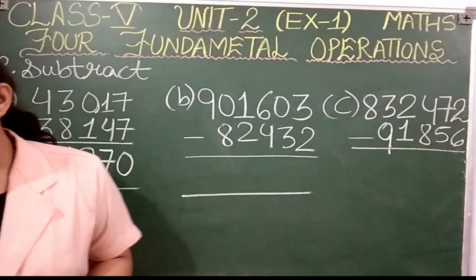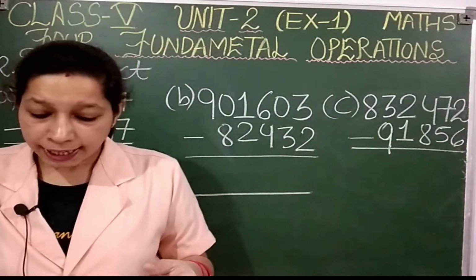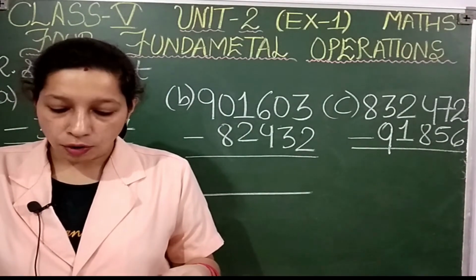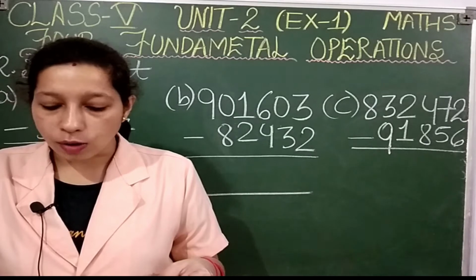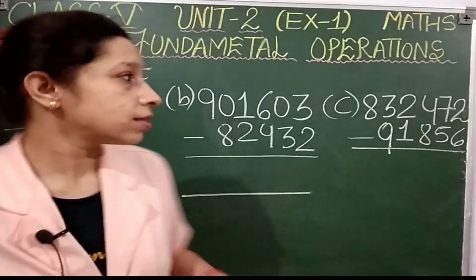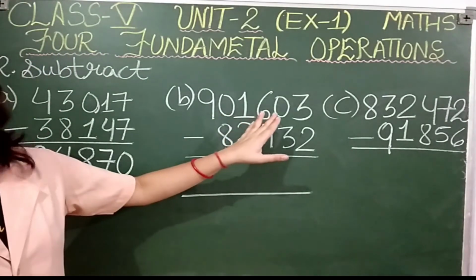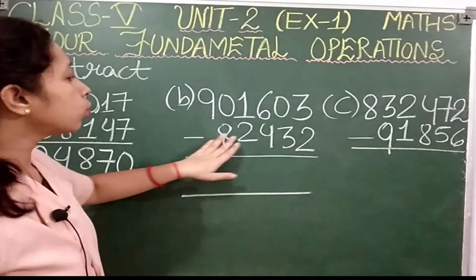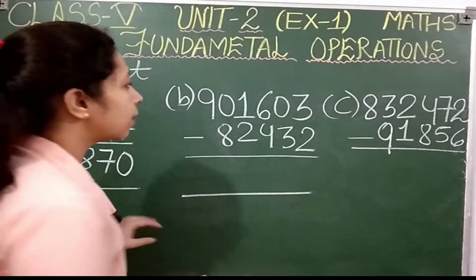Clear, students? Okay, point number B. 82,432 from 9,01,603. Again the greater number we are going to write first. So I have written 9,01,603. Then 82,432. Let's subtract, students, again.